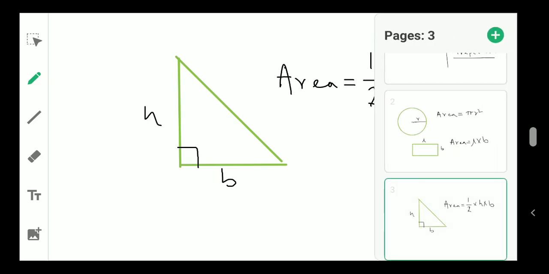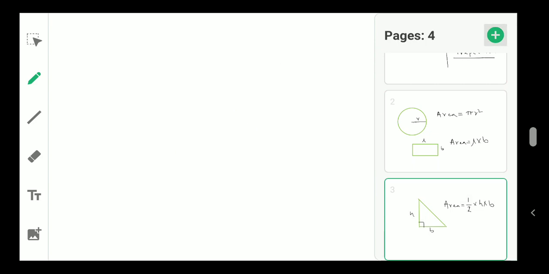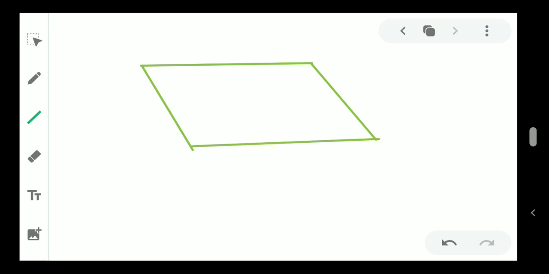Today we will talk about a really new thing, that is the area of a parallelogram. So in one of our worksheets you have seen that we were talking about parallelogram. So this is a parallelogram.